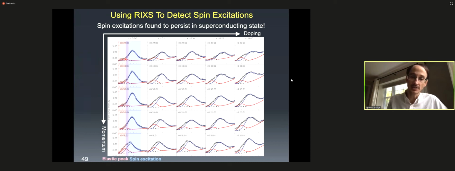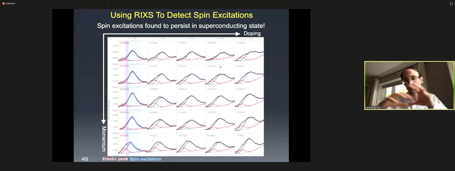Spin excitations do reside in the superconducting material. So here, he's going right through the dome, and that excitation hasn't gone to zero. Remember, the most fundamental understanding is that magnetism destroys superconductivity. So we were thinking that this peak here, the blue peak, would go to zero when you enter the superconducting dome. It doesn't, it persists, it is still here.